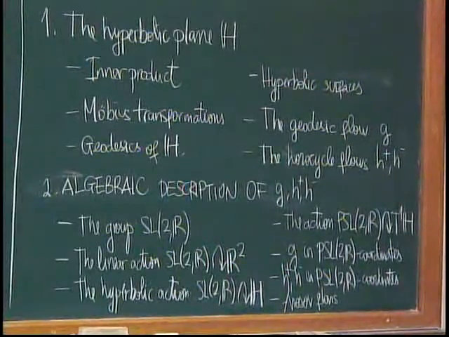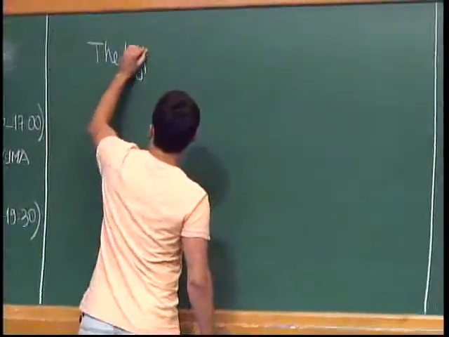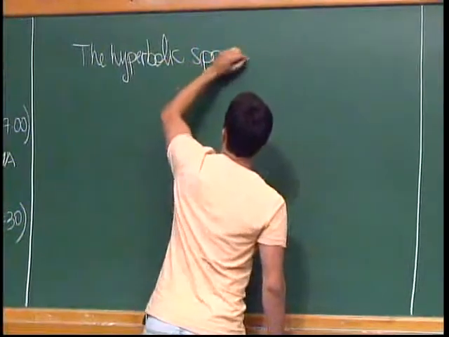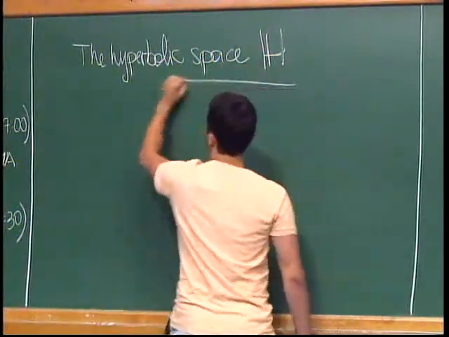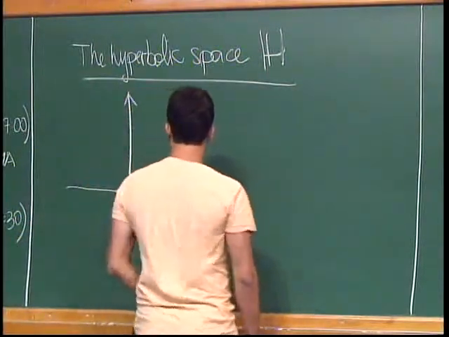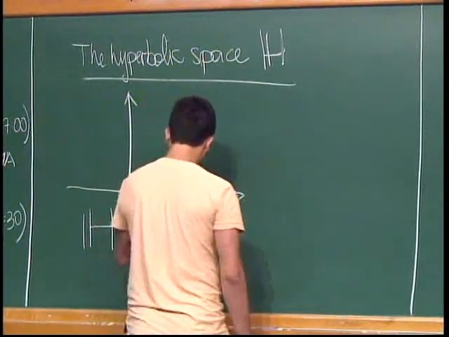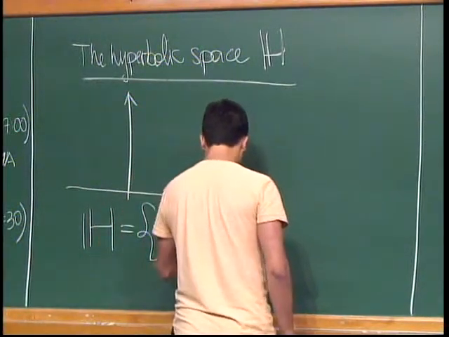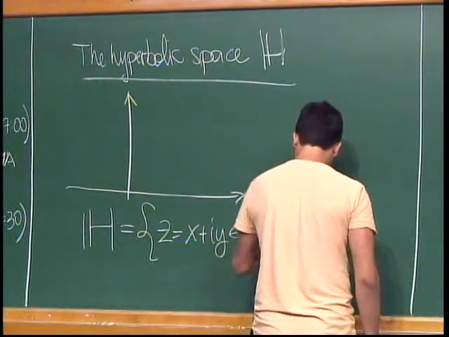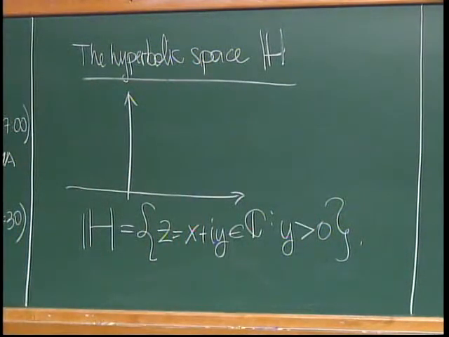So let's start. What is the hyperbolic space? I guess most of you have seen it before. Topologically, it's just the upper half plane. It's the set H of z equals x plus iy belonging to C, such that y is positive. Okay? This is the hyperbolic space.